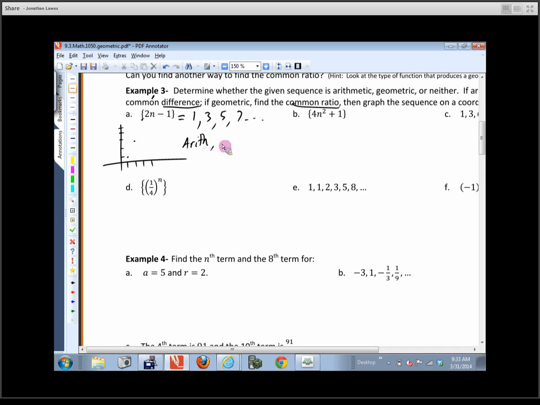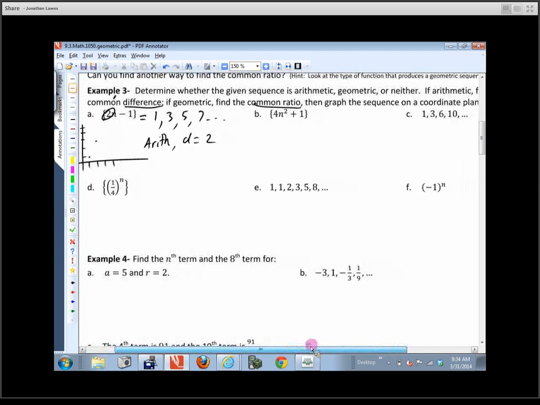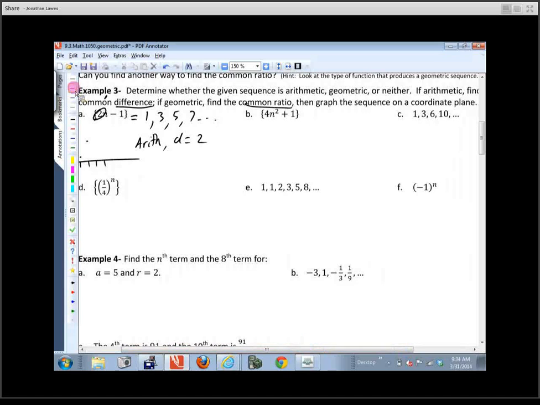Arithmetic. Common difference? 2. Remember, we talked about how you can look at the formula. This is a linear pattern, and how do you know what the common difference is? Just by looking at it. Whatever the coefficient is, or in other words, whatever the slope of the line would be. It's right there. Okay? So a linear function right here produces an arithmetic sequence, and the common difference is whatever the slope is, or whatever the coefficient on the variable is. Everybody good there? Okay, take a look at the next one.